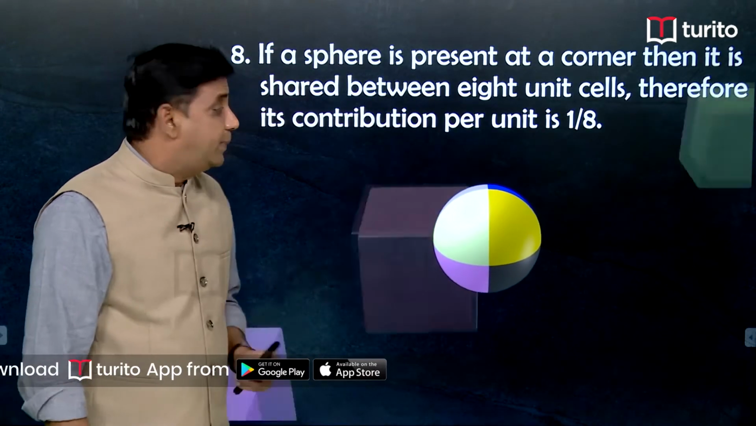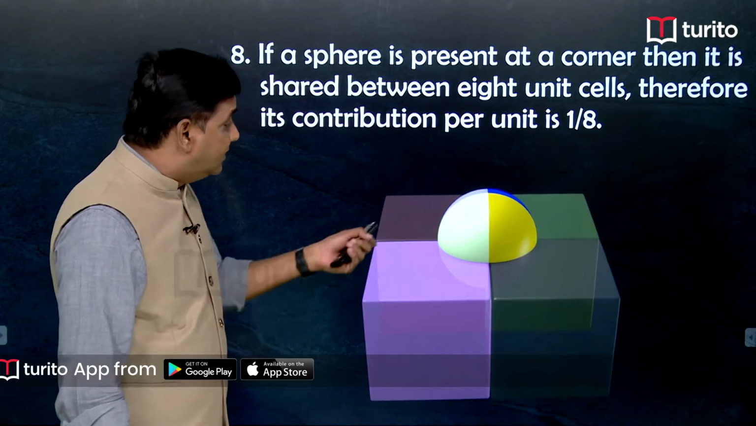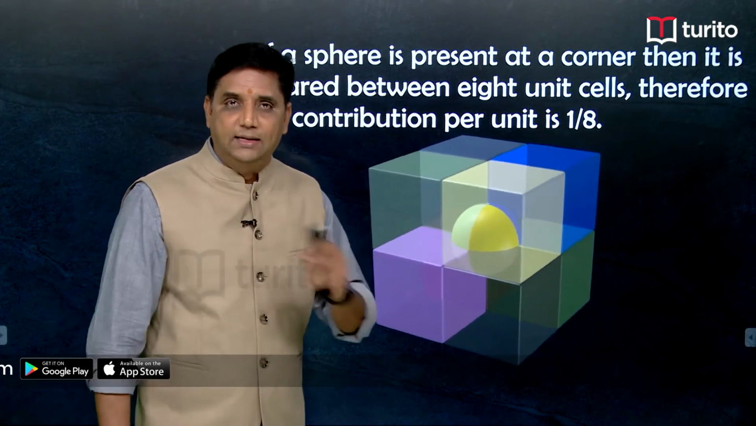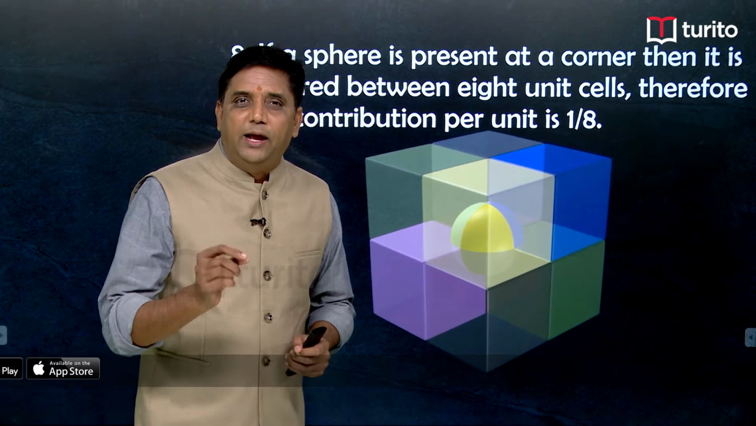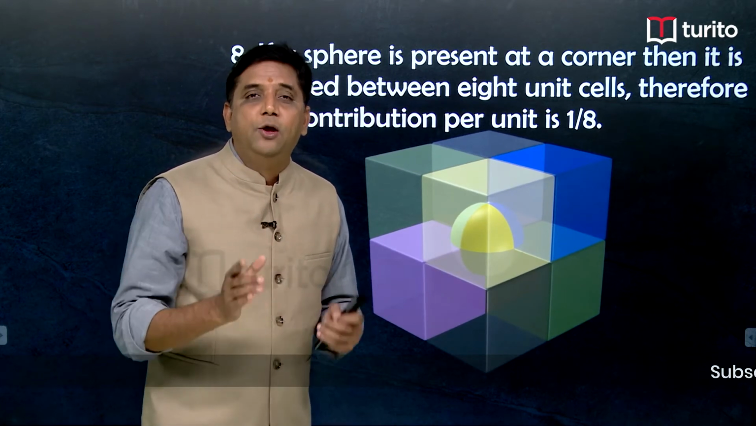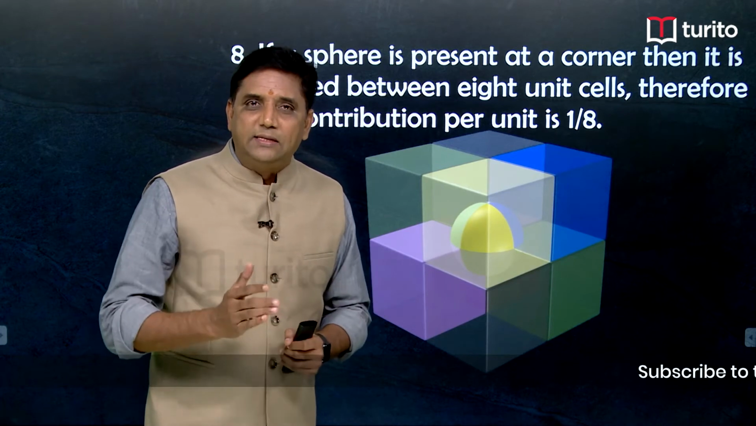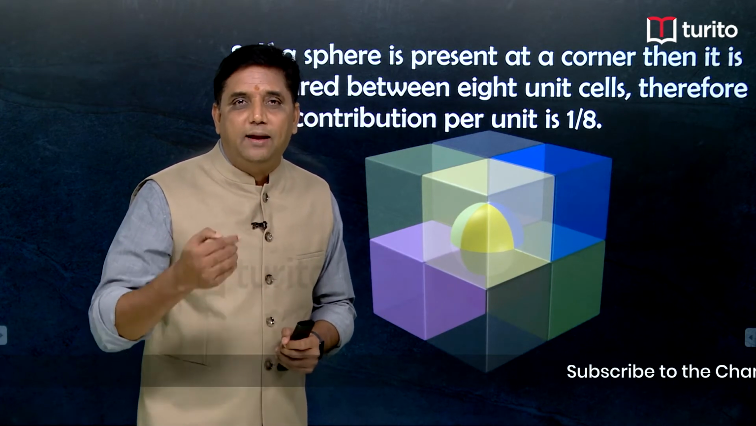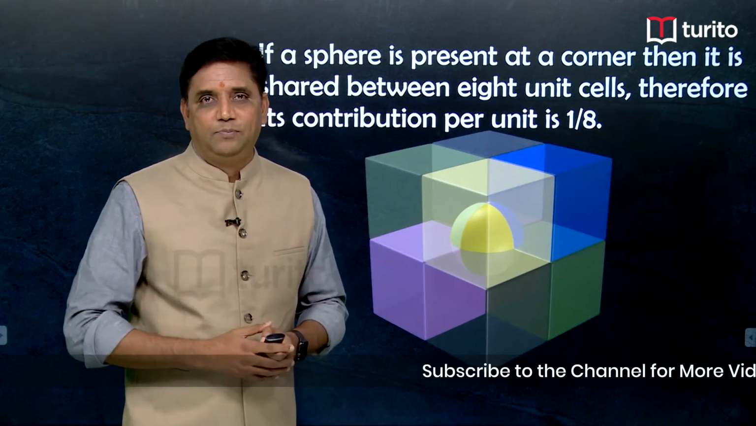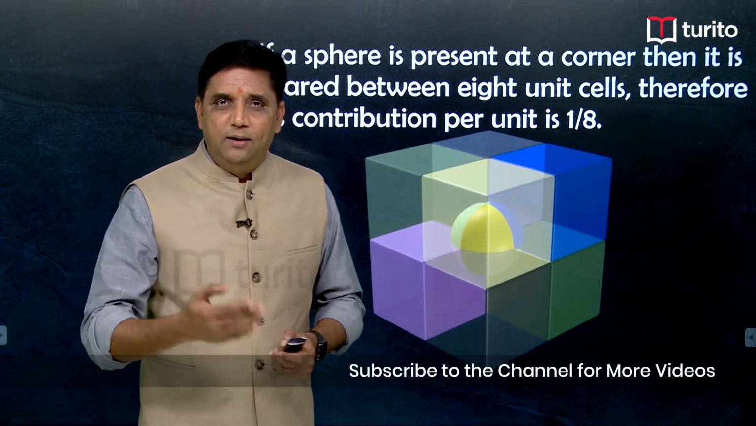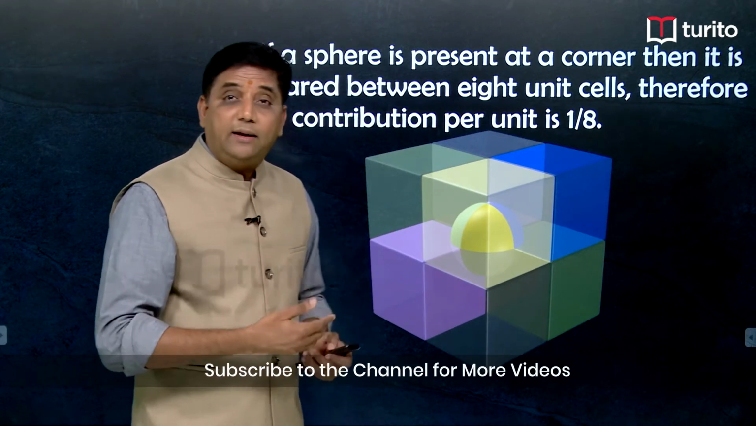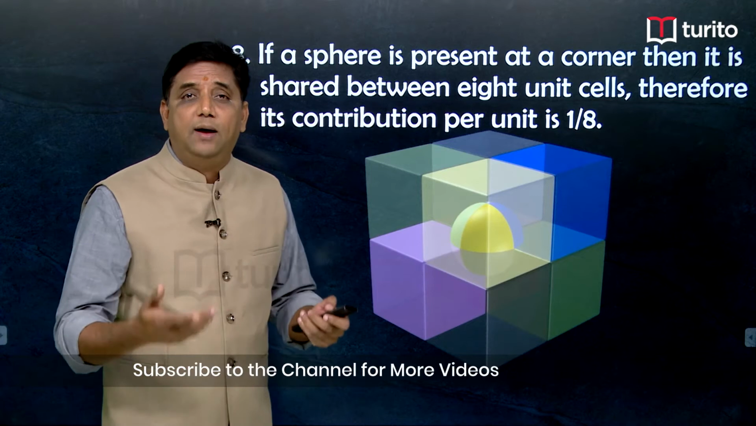Suppose the sphere is present at the corner, you can see that that particular sphere is shared among the 8 cubical unit cells. That means effectively only 1/8 part of the sphere is present in each and every cubical unit cell. That means its contribution per unit cell is 1 by 8 if at all it is present at the corner. So, body center 1, face center 1 by 2, edge center 1 by 4 and at the corner its contribution is 1 by 8.